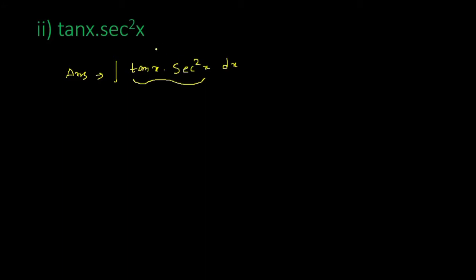Here there are two functions, tan x and sec square x. So we have to take a function z according to that. So here we are letting tan x equal to z. Why are we letting tan x equal to z? Because if you differentiate tan x, that will be sec square x, that is this function. When we differentiate tan x, we get this function back. So we are taking tan x equal to z, but if you take sec square x equal to z, now differentiating it, we will not get tan x. So we are not taking sec square x equal to z.